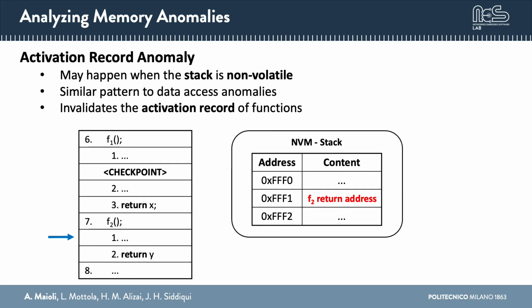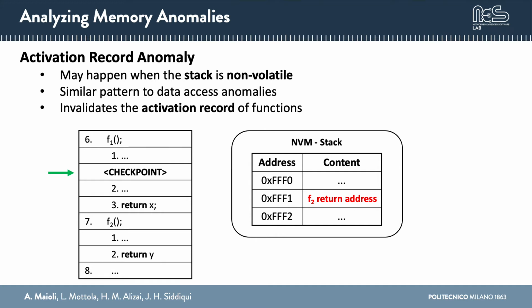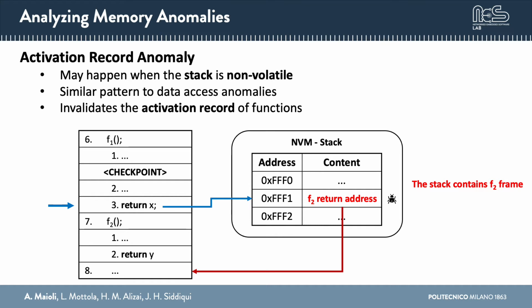Then we continue the execution and a power failure happens. When the device has enough energy, we restore the checkpoint but not the stack, and we resume from line 2. Note that the stack contains f2 stack frame, but we are inside the context of function f1. We execute a return instruction and thus we pop the return address from the stack, which is the one of function f2. As a consequence, the execution jumps to line 8, skipping the execution of line 7, which is the line that a continuous execution of the program would execute next.